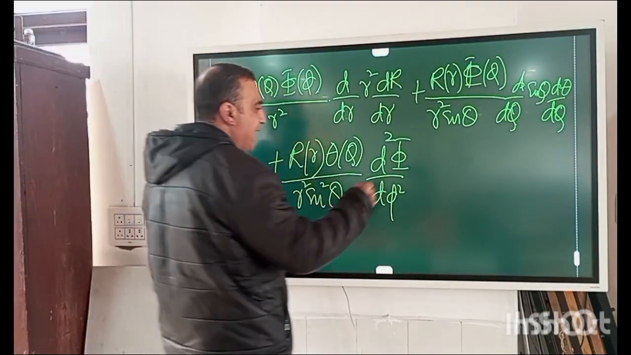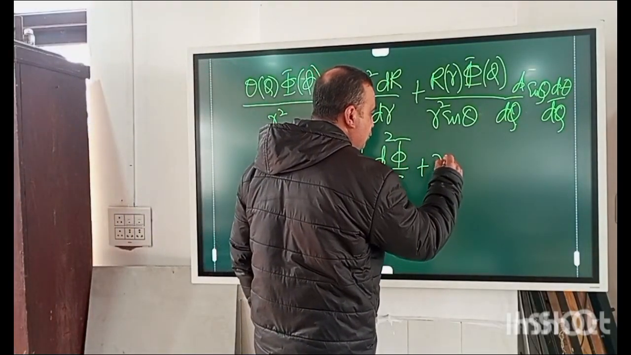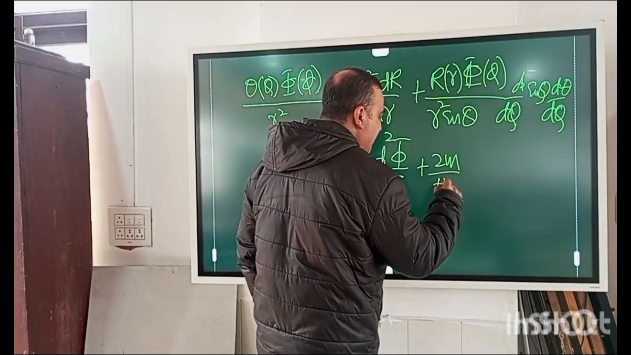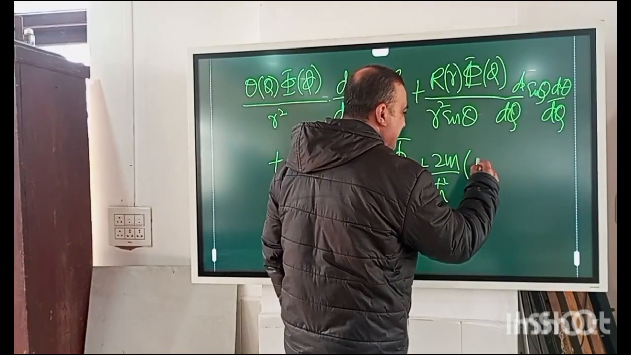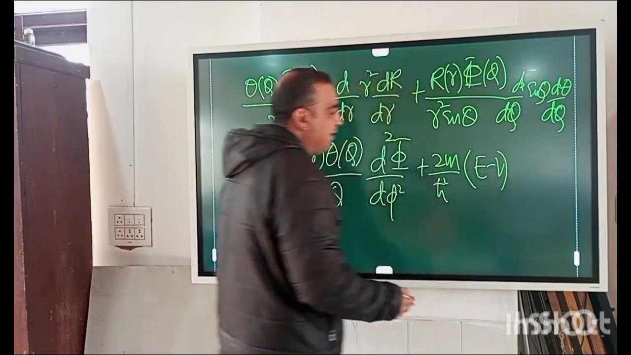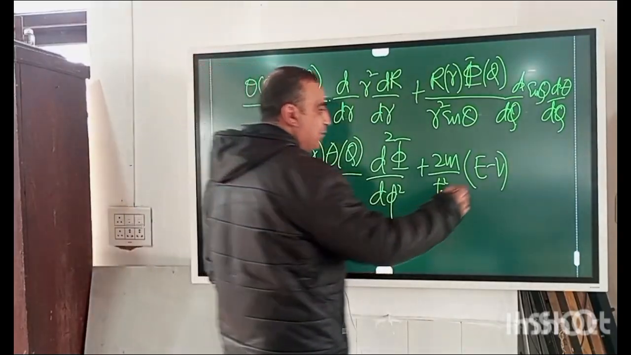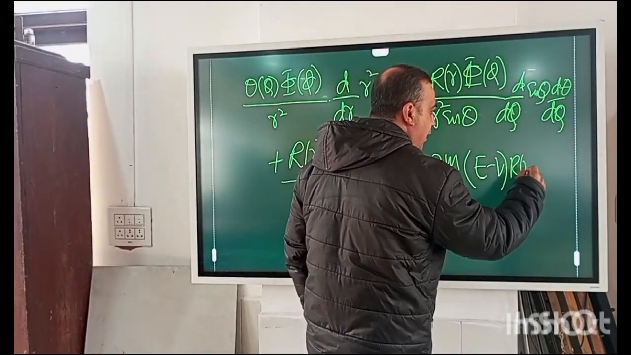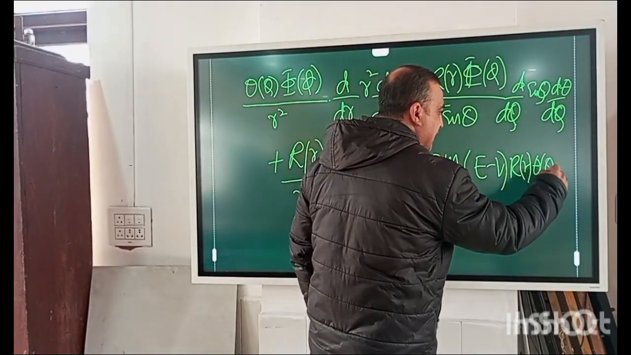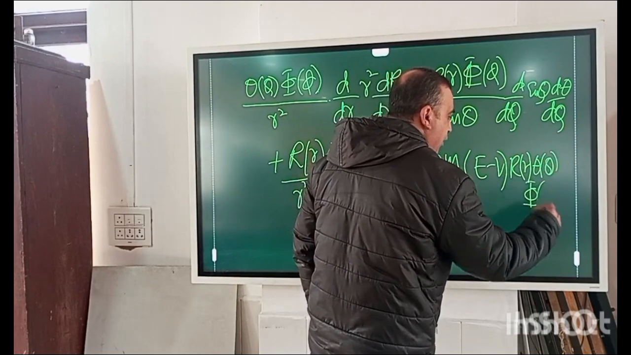And then we have, as usual, 2m by h bar squared times (E minus V) of psi. But the psi that we have chosen is R of r, Theta of theta, and Phi of phi.